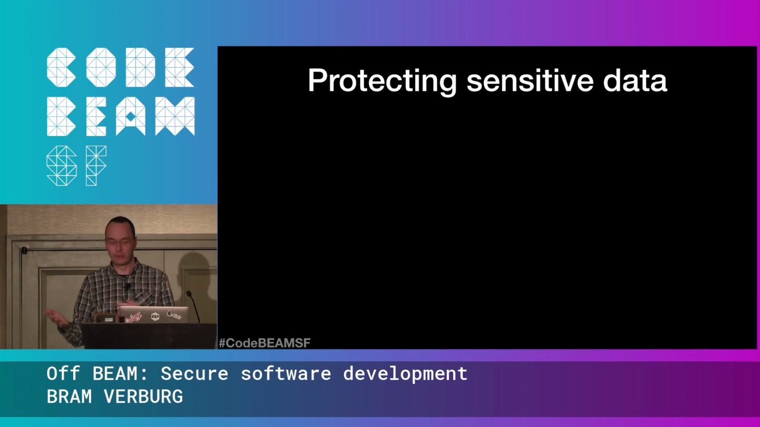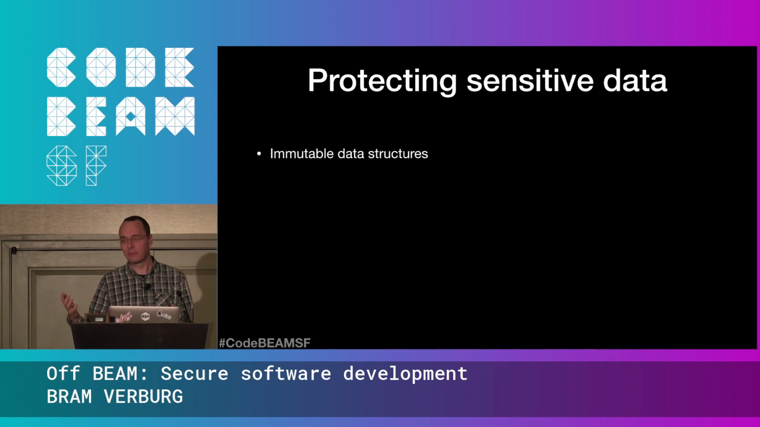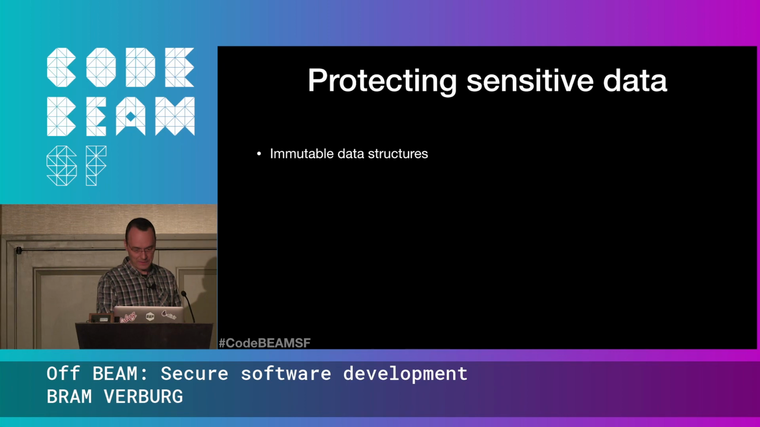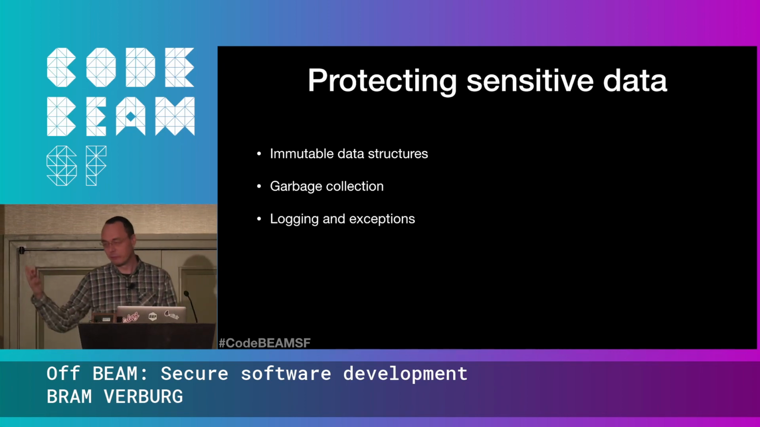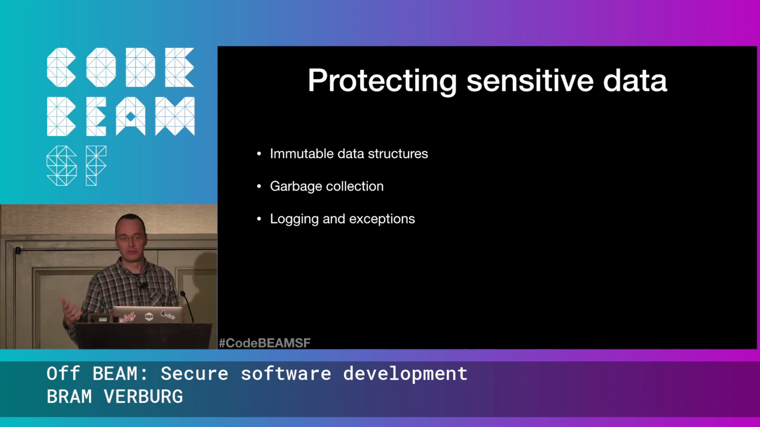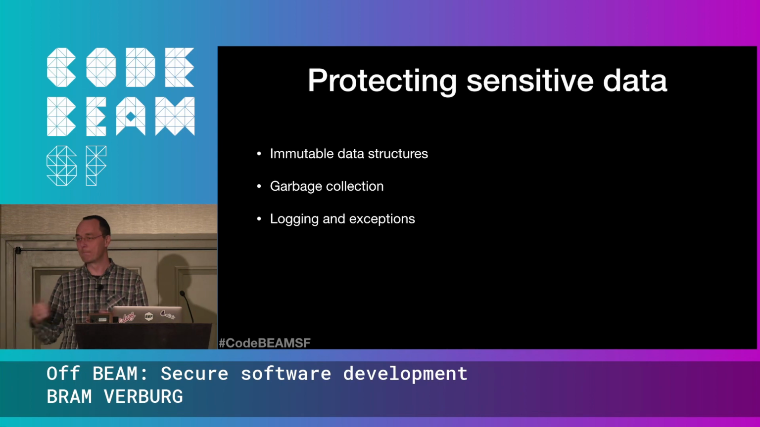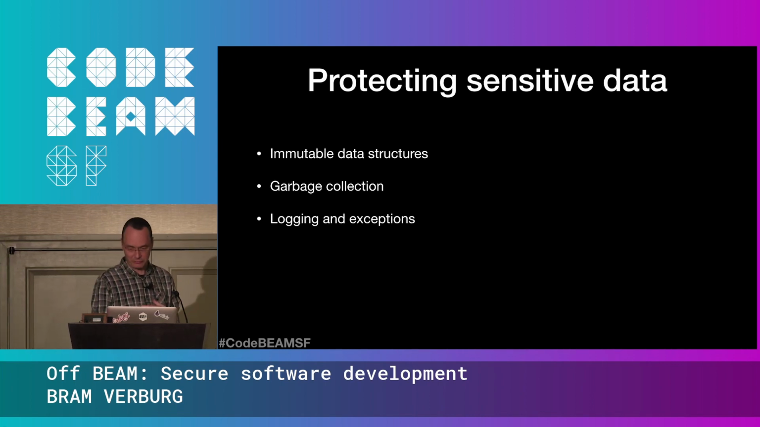In other platforms, you might overwrite a key after you've used it, just zero it out. You can't do that on the BEAM. We also can't really force data being released because of garbage collection. I talked about logging an exception, and there's also crash dumps. Crash dumps are very useful for analyzing a failure or a crash, but they can also contain sensitive data.